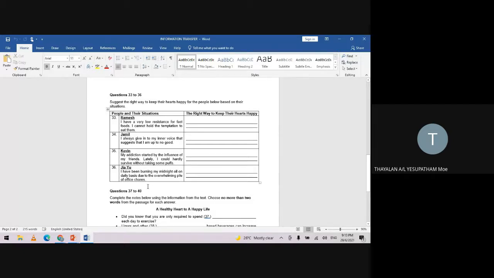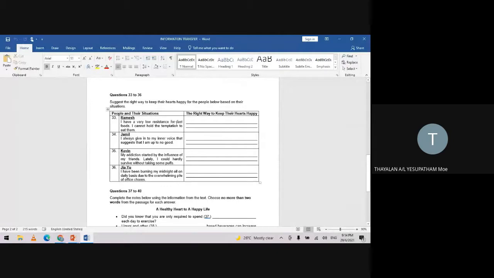I have a very low resistance for fast foods. Yeah. Eating disorder, yes, obviously. Does it talk about lack of motivation? Yes. Does this talk about addiction? Yes. Insomnia, sleeplessness? Yes. Okay, you see, I am basing all these conclusions on these questions, on these situations. That is how you have to deduce the text. That is how you have to analyze and infer.